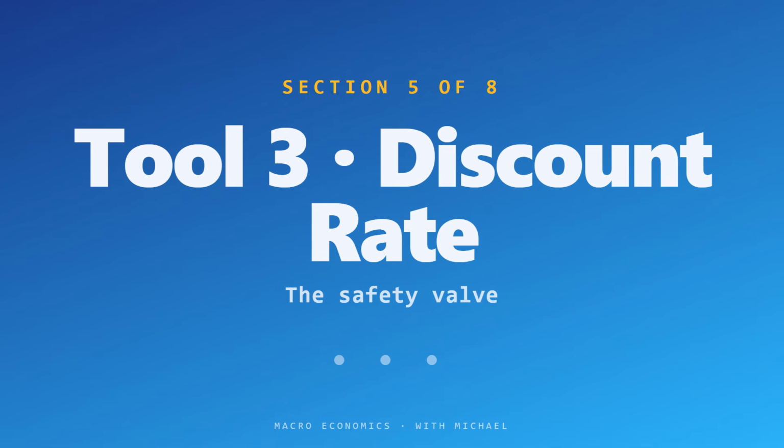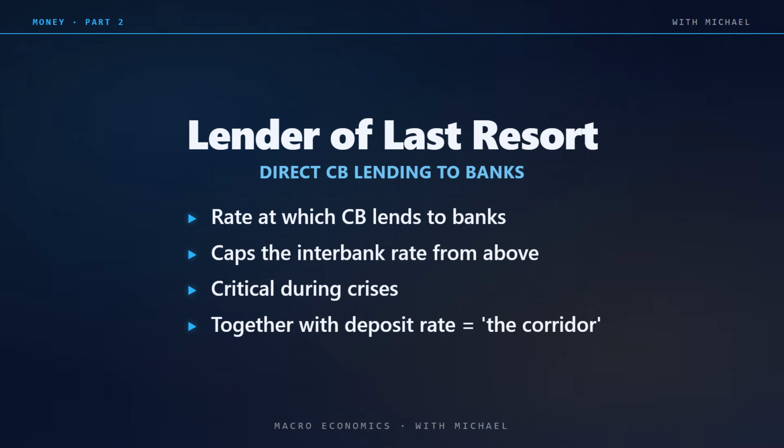The third classic tool is the discount rate, also called the lending facility or lender of last resort rate. This is the interest rate at which the central bank lends reserves directly to commercial banks who cannot or will not borrow from each other. In normal times, this facility is rarely used. Interbank borrowing is cheaper. But during crises, the discount facility becomes critical. It provides a safety valve, ensuring that any solvent bank facing a temporary liquidity shortage can always get reserves.